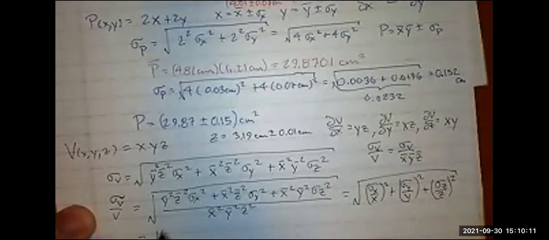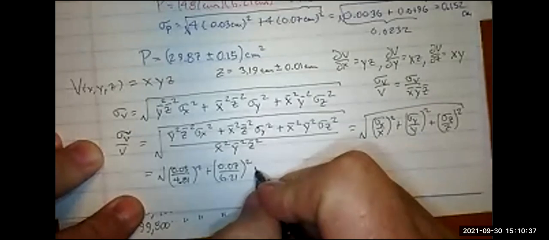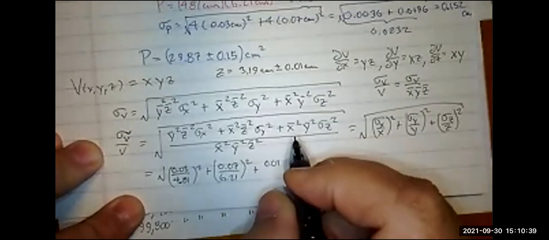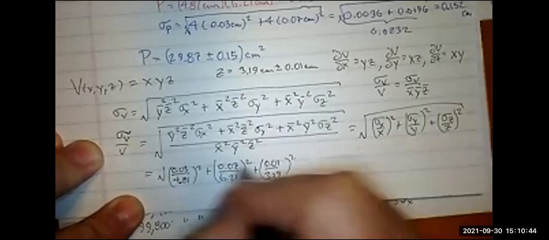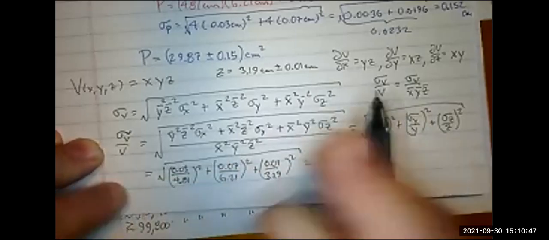I can just take this sigma x, which is 0.03, over the actual x, which was 4.81. And I'm going to square that, plus 0.07 over 6.21. I'm going to square that. Notice the units are canceling out. That's why I'm not taking the time to write them. And then I'm going to take plus 0.01 over 3.19 and square that. And that'll have no units.